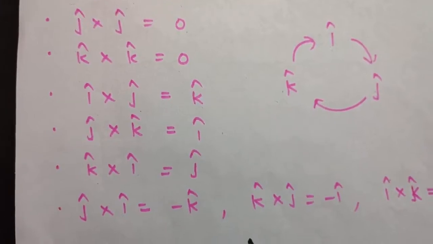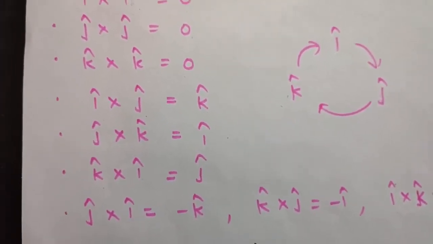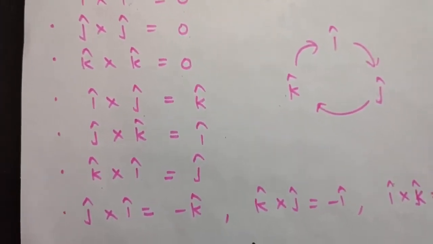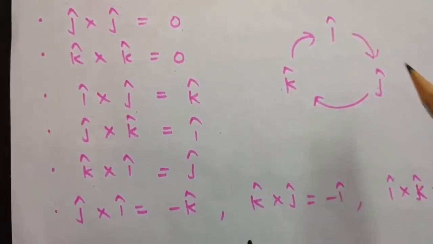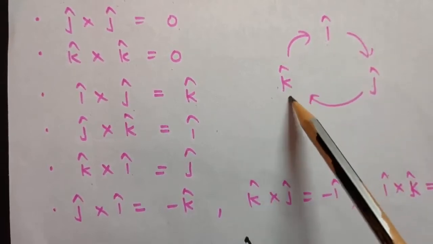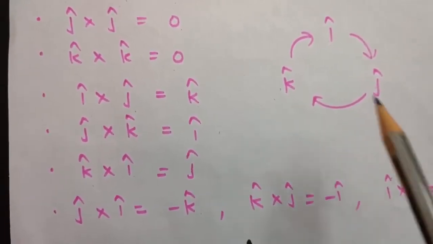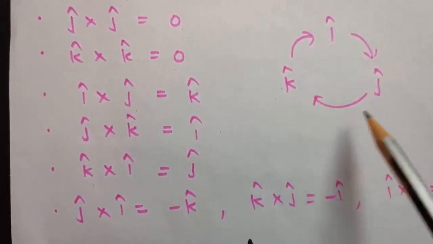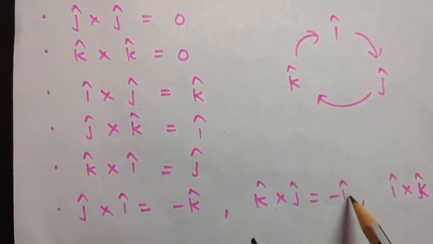Now this was about the clockwise direction. If any cross product is given to you in anti-clockwise direction, for example J cross I, J cross I is opposite, therefore the answer will come to be minus K. Similarly, if you have K cross J, again K cross J is opposite, so the answer will come to be minus I.